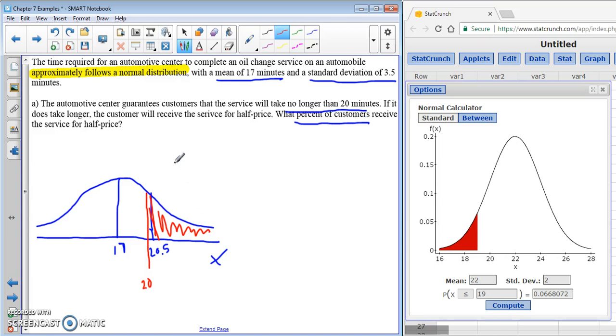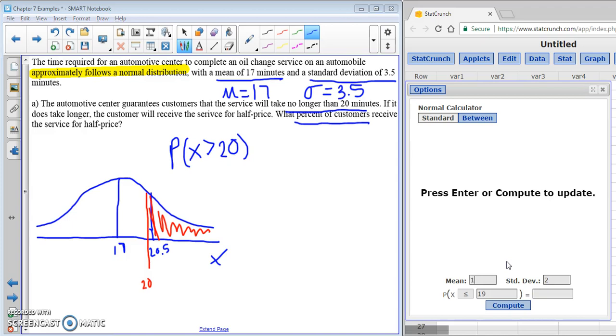Right? So we want to know what is the probability that X is greater than 20 minutes. That's what we're looking for, right? So our mean is 17. Our standard deviation is 3.5. So we're going to type what we have in the StatCrunch here. So our mean, 17. Our standard deviation is 3.5. And we have that X is greater than or equal to 20.